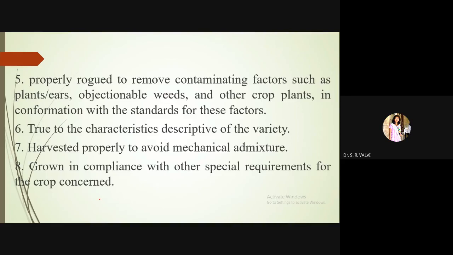Next objective, it should be properly rogued to remove contaminating factors. Yesterday I also explained about rogueing. Rogueing is nothing but the removal of plants with undesirable characteristics. So that is the rogueing technique. Here again you have to remove those unwanted plants, and not only unwanted plants but also the plants bearing ears. The ear is the head, or we can say the inflorescence which is converted into a seed.